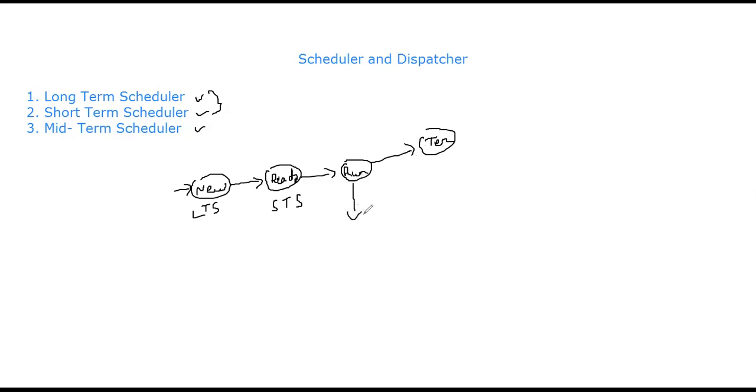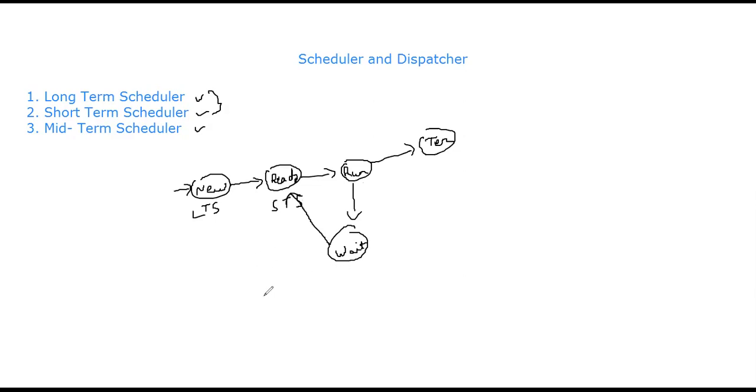Otherwise, if it wants to do a certain activity, for example some IO activity apart from CPU execution, it will move into the wait state. We had discussed this state transition diagram earlier also. And if it gets completed, it will move to the ready state for further execution on the CPU.